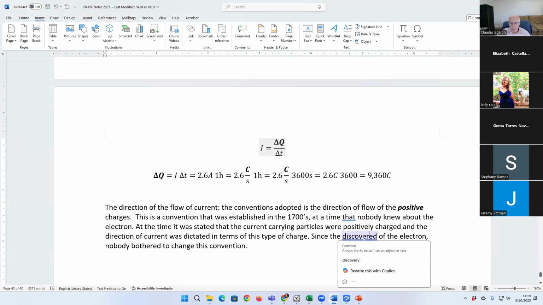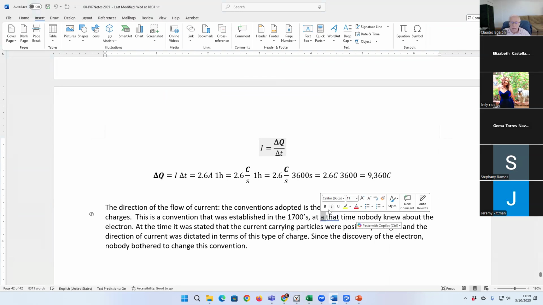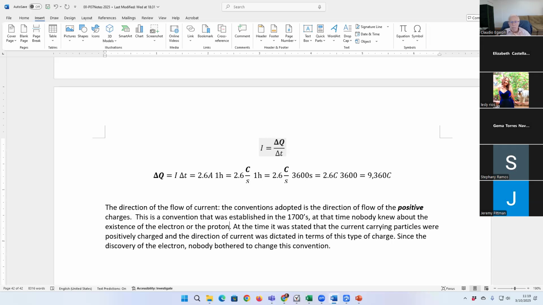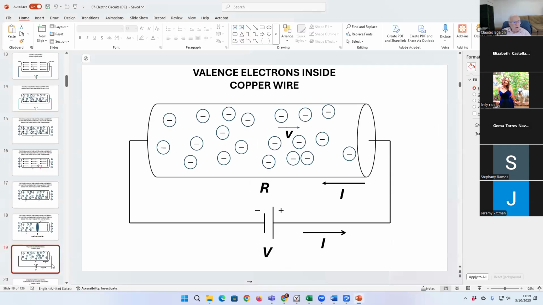Since the discovery of the electron, at that time, nobody knew about the existence of the electron or the proton. If the electron is already difficult to discover, imagine how difficult it was to discover the proton. And that's what we have for current.